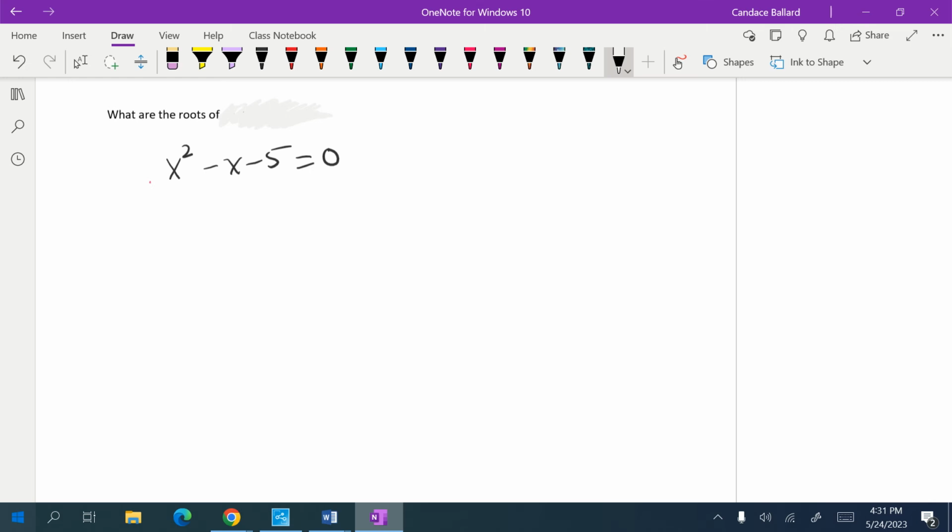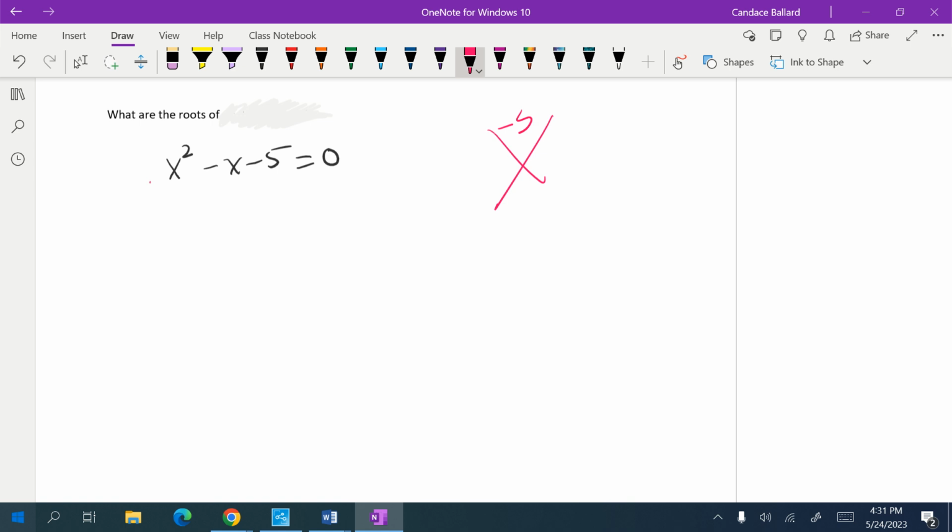This video is asking us what are the roots of x squared minus x minus 5 equals 0. So whenever I see the word roots, I know that's the same as zeros. It's the same as x-intercepts. So when I have a quadratic there, the first thing I'm always going to check is to see if it factors by a magic x.